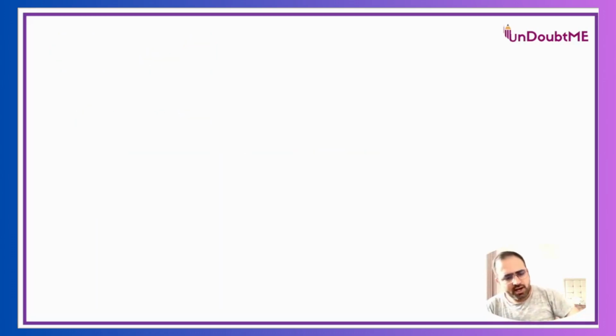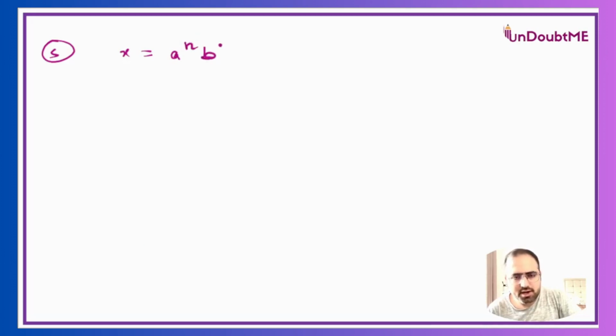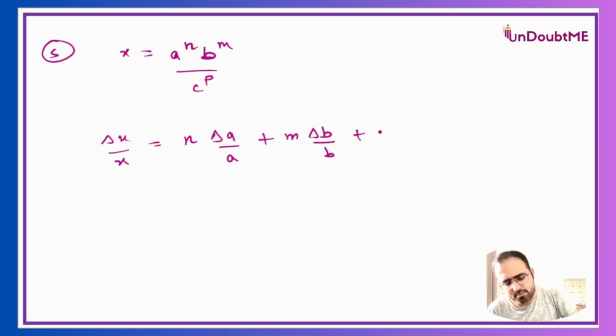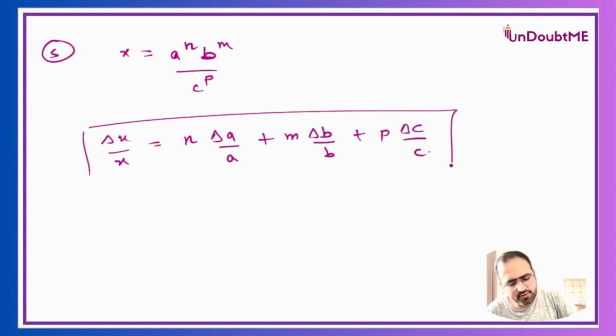Next variety of question which you can get is just an extension of this number 4. Let's say I have any quantity of the type a to the power n, b to the power m over c to the power p, anything like that. For that, how will you write the delta x value? Delta x over x will be equal to n delta a over a. Just try to observe what I'm doing. It's just an extension of the previous one. Plus m delta b over b plus p delta c over c. That will give me the value of delta x.